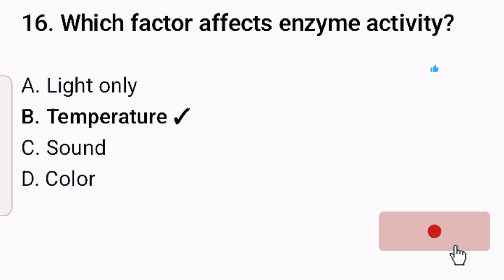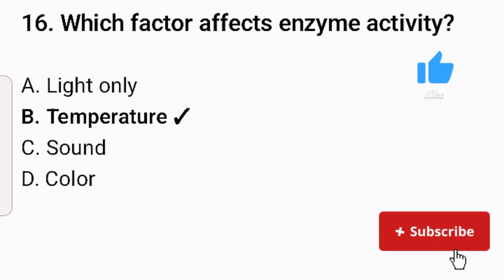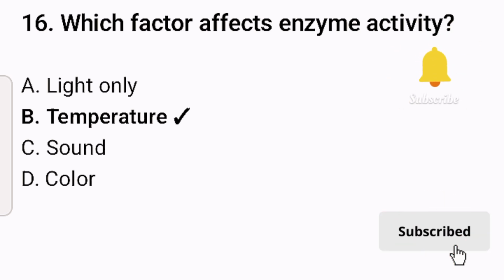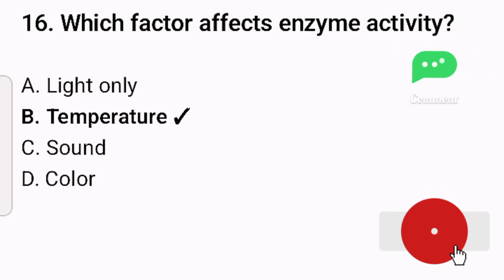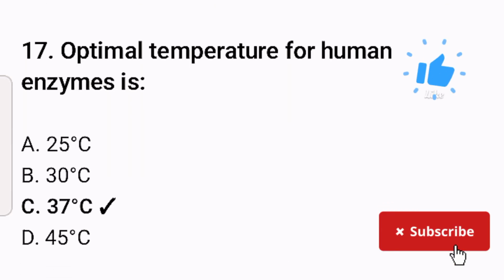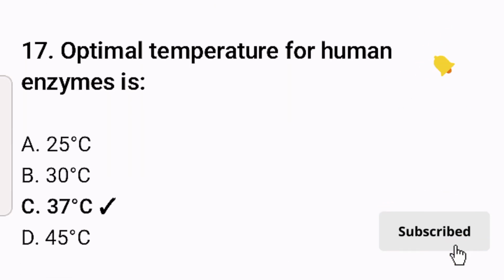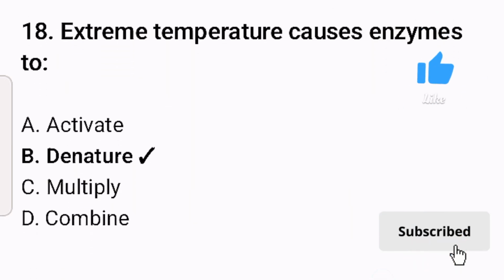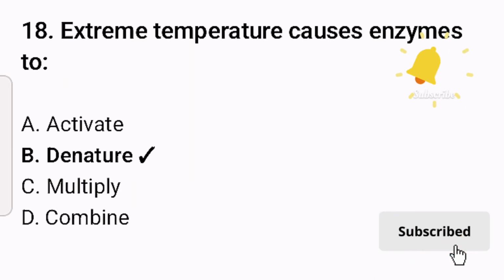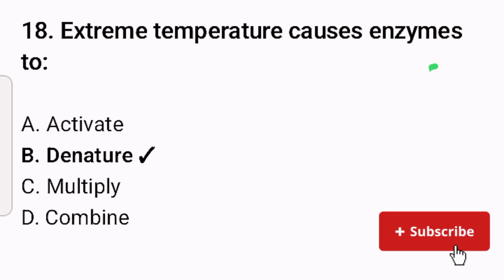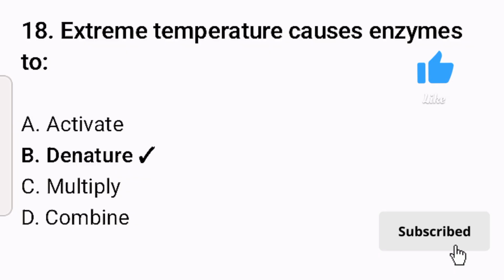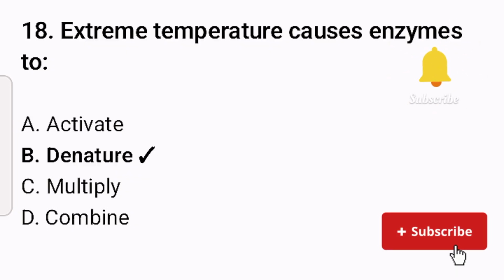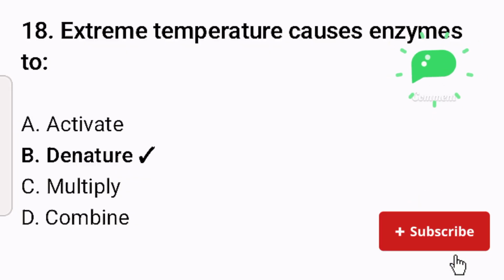16, which factor affects enzyme activity? B, temperature. Temperature affects enzyme activity. Option B is right. Optimal temperature for human enzymes is 37 degrees centigrade. 18, extreme temperature causes enzymes to denature. Option B, extreme temperature causes enzymes to denature.